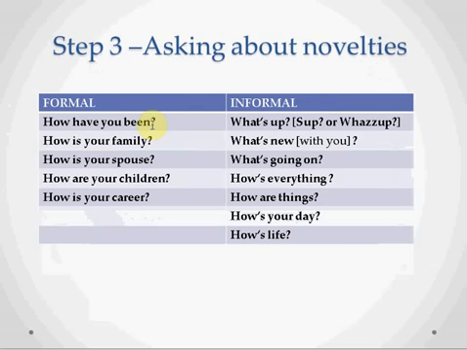We want to know how the person has been, what's new in her or his life. We could ask a personal question like, how is your family? If we're using how's your family, this is very formal and you want to know what is new in the person's family. Or you could ask a question about the person's spouse. The spouse is either a husband or a wife. So here, how's your spouse? How is your husband? How is your wife? You want to know what is new with the person's spouse.